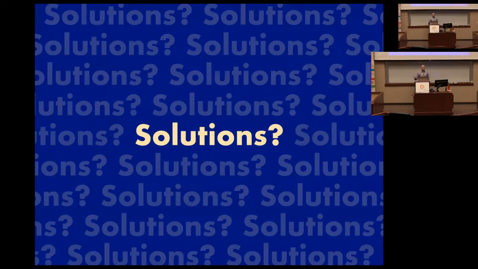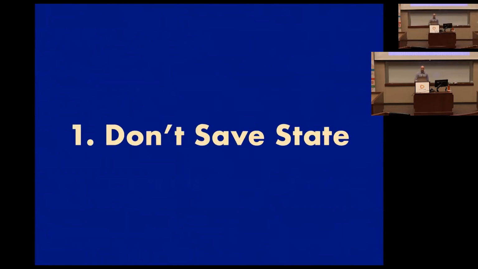So the question is, are there solutions? Are there ways around this problem? So let's go through some options. One option is don't save state. And I think this is what a lot of people did when they were taken off guard when their apps started throwing TransactionTooLargeException on Nougat devices. And sometimes this is all you can do.